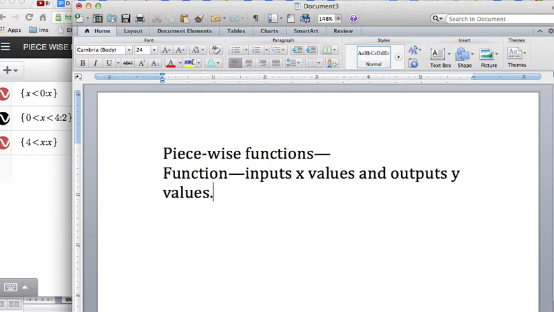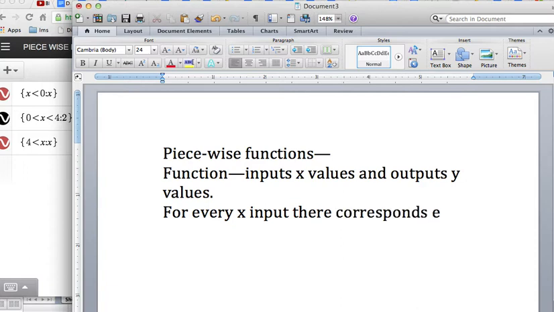And the definition of a function is that for every x input, there corresponds exactly one y output. So in other words, when you put an x value in, a function only outputs one value. There's a unique y value for every x value.